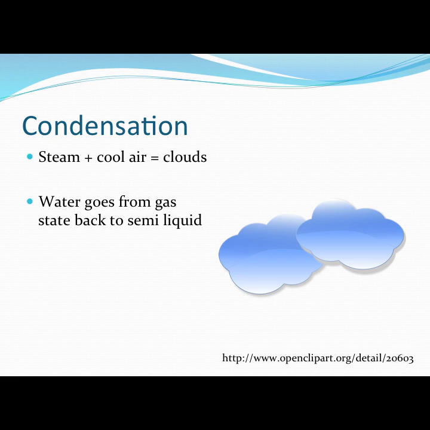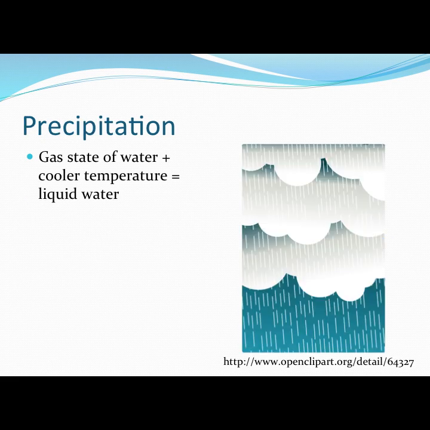Condensation is what happens as the evaporation cools down a little. The steam cools and creates clouds. When these clouds get too heavy, we get precipitation. This is when the water in its gas state returns to water in a liquid state.